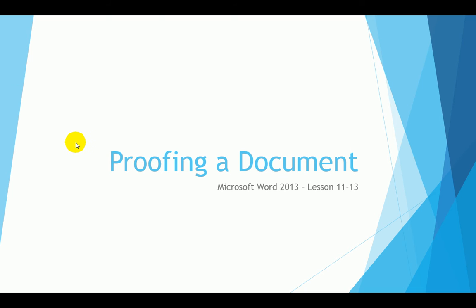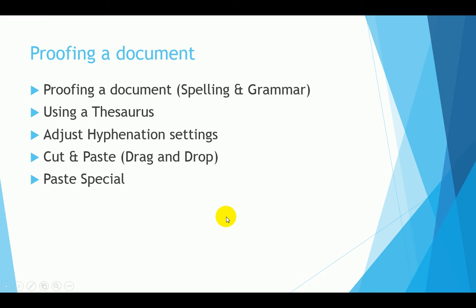Today's topic is going to deal with proofing a document, and that's actually going to be covering 3 different chapters. Don't panic, it's not too much work. Proofing a document deals with things like spelling and grammar, so we're going to show you how to run the spell check, talk about grammar check. We're also going to talk about using the Thesaurus. It's a way of being able to come up with other words that have similar meanings.